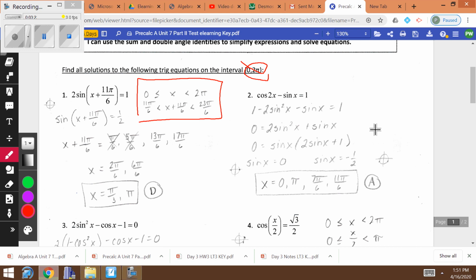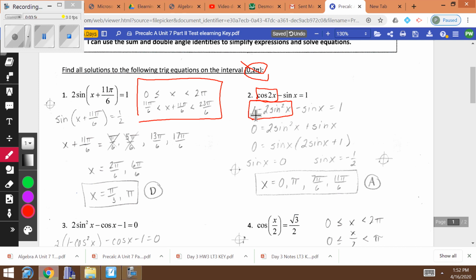Number 2, this one we didn't have to change the interval, but we did want to use our identities. You would have noticed that we had a cosine and a sine in the problem. When you have something like that, that's your clue that you're going to want to use your identities. So you had a cosine of 2x, and I replaced that with 1 minus 2 sine squared. On your identity sheet, there are a number of different things that the cosine of 2x could be set equal to, but I chose that one because I wanted it to have another sine in there.